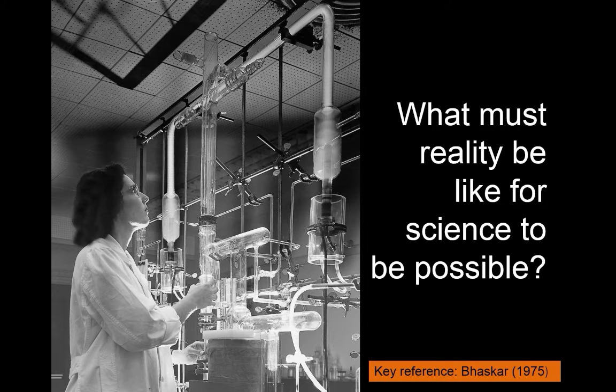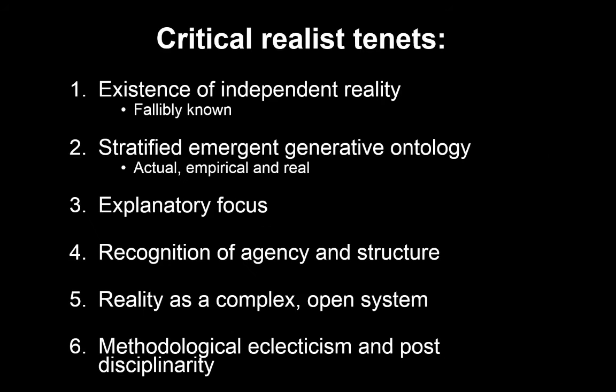Which is a question that seems a little bit reversed to us. But assuming we do know about the world more, and there's evidence to corroborate that, what must the nature of reality be like for that to be possible? And asking this question provided the foundation for critical realism. And we're going to cover the main tenets of critical realism today, one by one, through 1 to 6.